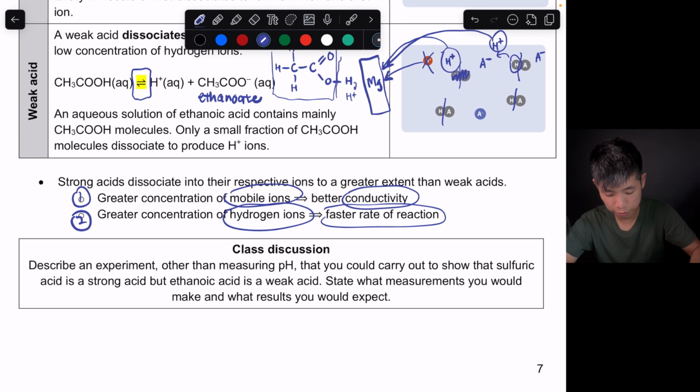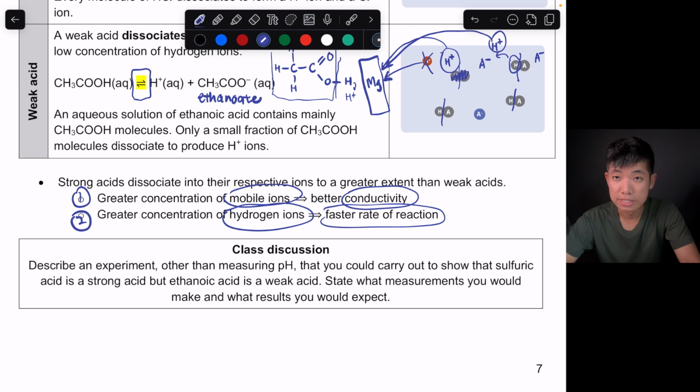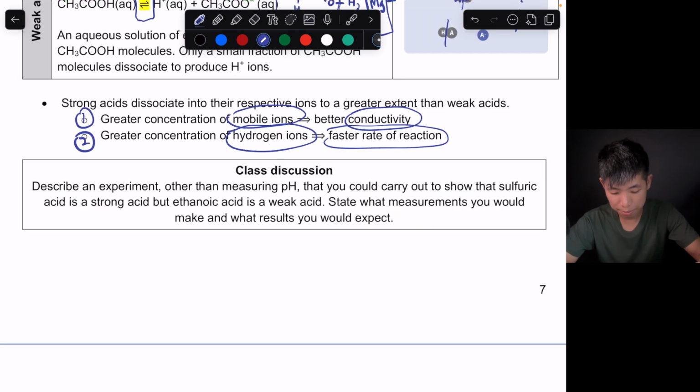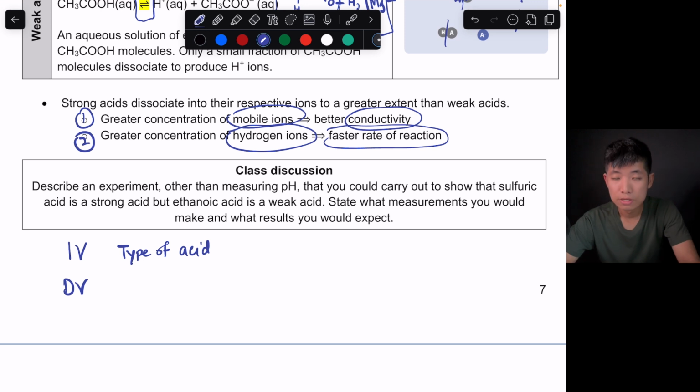Now here's a question for you to think about. Design an experiment to show that sulfuric acid is a strong acid, but ethanoic acid is a weak acid. So when we design an experiment, we think of variables. I think you learned about some of this in lower secondary. We have your independent variable. So what you change will be the type of acid. Your dependent variable: a weak acid will probably react slower, and a strong acid will react faster.